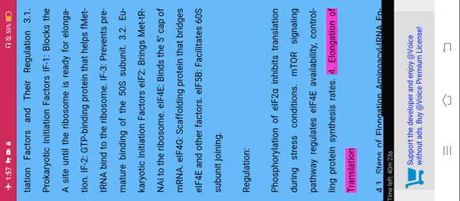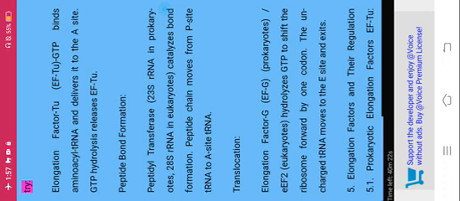4. Elongation of translation. 4.1. Steps of elongation. Aminoacyl-tRNA entry. Elongation factor EF-Tu, GTP, binds aminoacyl-tRNA and delivers it to the A site. GTP hydrolysis releases EF-Tu. Peptide bond formation. Peptidyltransferase, 23S rRNA in prokaryotes, 28S rRNA in eukaryotes, catalyzes bond formation. The peptide chain moves from P site tRNA to A site tRNA.